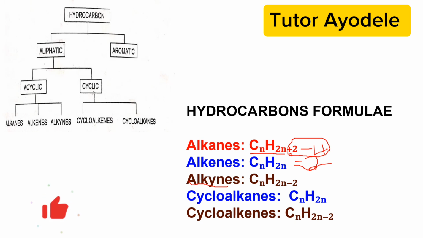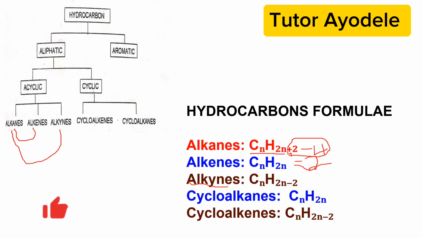So let me now show you here. To get the formula for alkenes from alkanes, you subtract 2, right? To get the formula for alkynes from alkanes, you subtract 4. What about their cyclo forms?